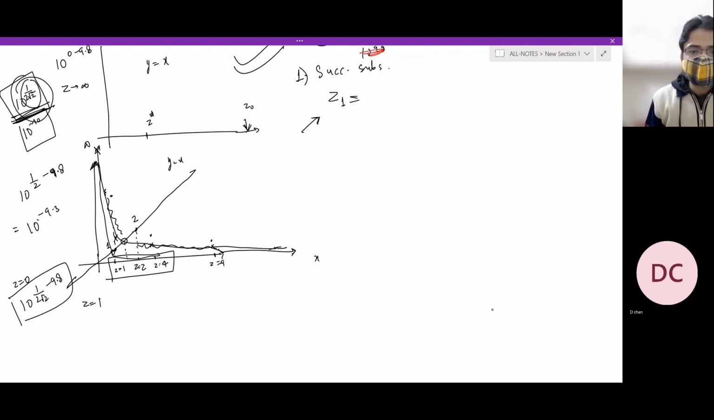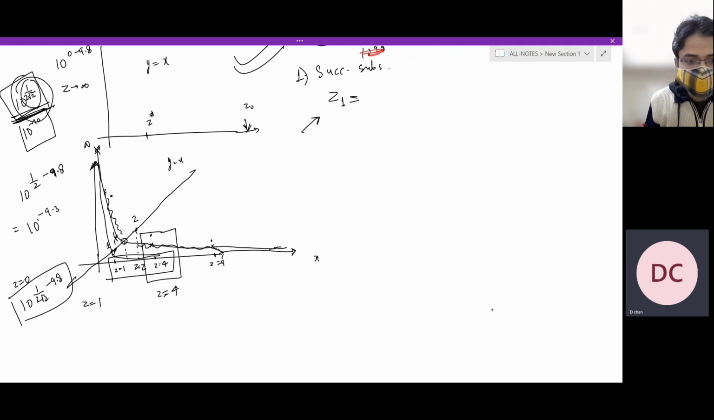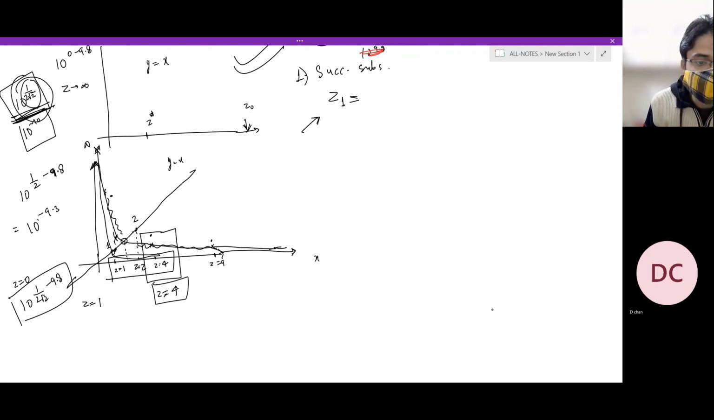So, successive substitution, let us assume. What you were suggesting was a random guess, that is z equals 4. Can you hear me, please? Yes, sir, I can hear. So what you were suggesting is z equals 4, but just notice how far away that is from the actual value.